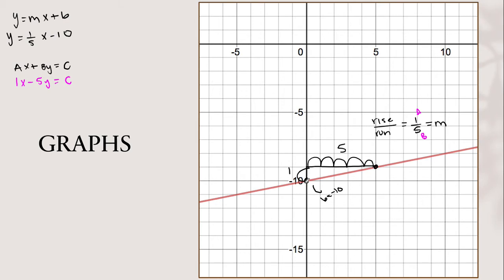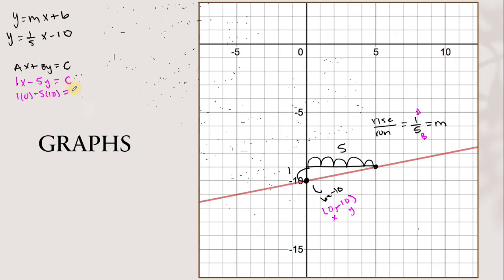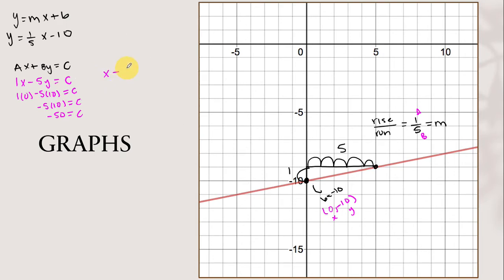Then I need to plug in a point. I can just use the y-intercept. The y-intercept is (0, -10). So I'm going to plug in that x and that y value. So 1 times 0 minus 5 times -10 will equal C. 1 times 0 is 0. -5 times -10 is 50. So 50 equals C. So my equation will be 1x minus 5y equals 50.